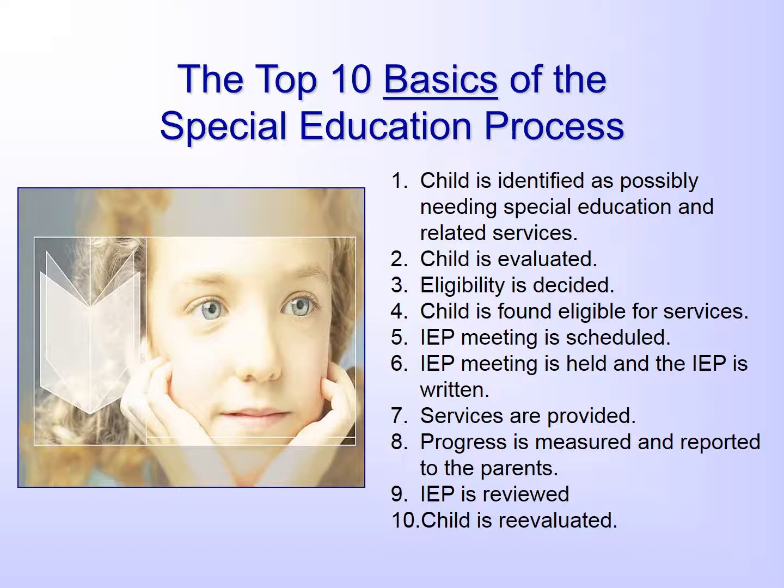The first webinar, The Top 10 Basics of the Special Education Process, was presented in February 2018 and provided participants with an overview of the process from referral to the review of the Individualized Education Program, IEP. The evaluation webinars will provide a comprehensive overview of the first 4 steps that focus on evaluation. These steps are: a child is identified as possibly needing special education-related services, a child is evaluated, eligibility is decided, and the child is found eligible for services.